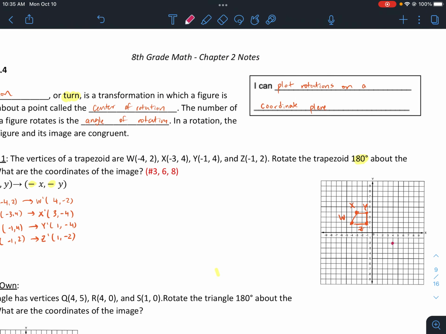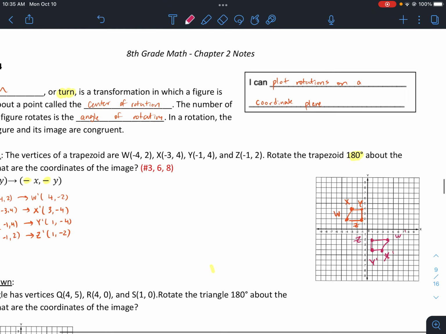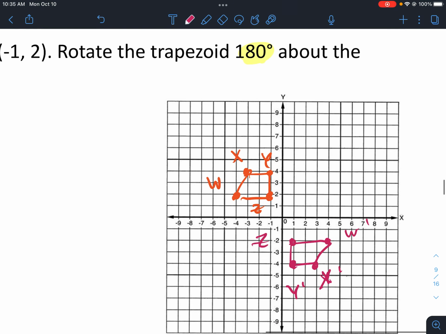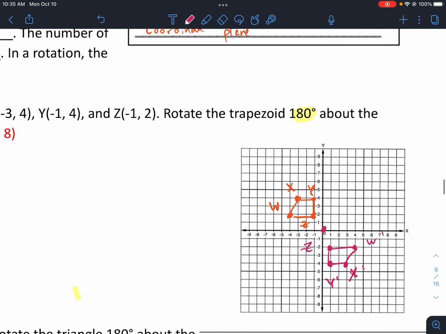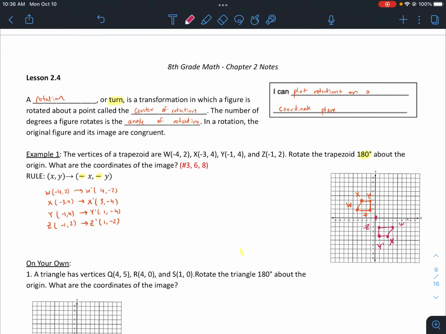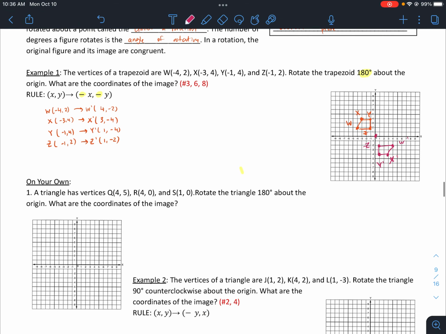4, negative 2 would be W prime. 3, negative 4 is X prime. 1, negative 4 is Y prime. And Z prime is 1, negative 2. So if I were to draw this image, take a look at this graph. It looks like it is just rotated around this point right here. So it's being turned 180 degrees. This rule for rotating 180 degrees is something you will just want to know. Why don't you do number 1 on your own?